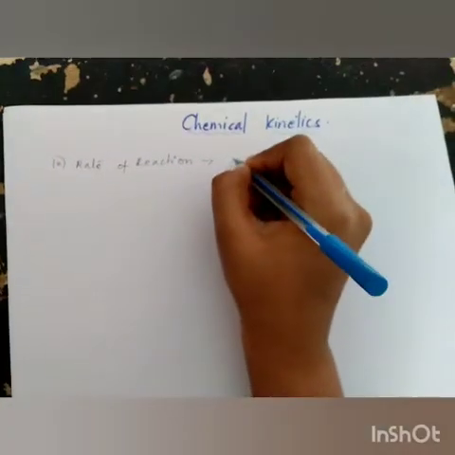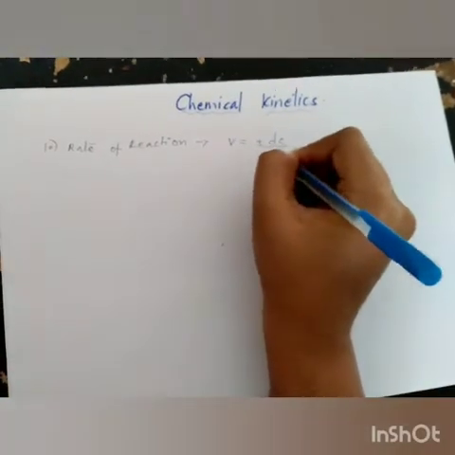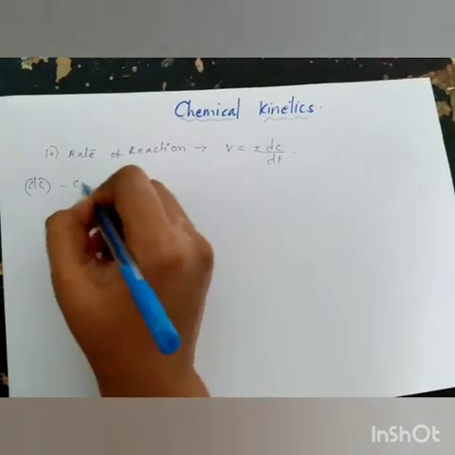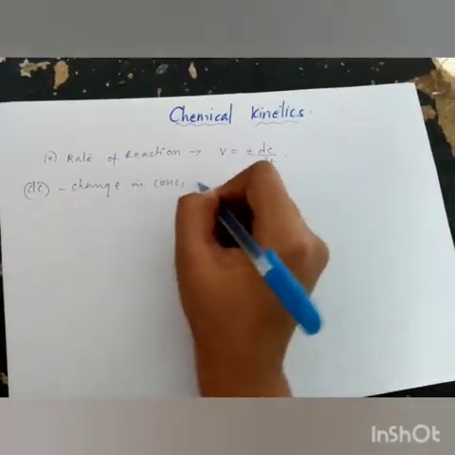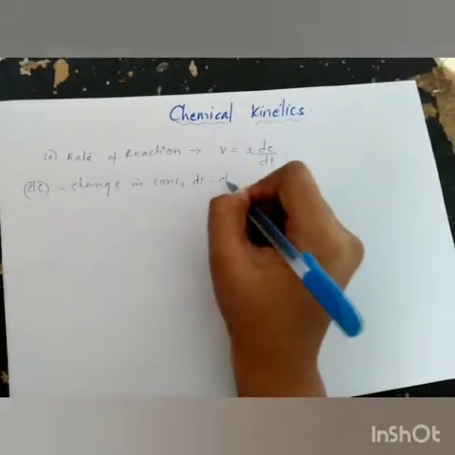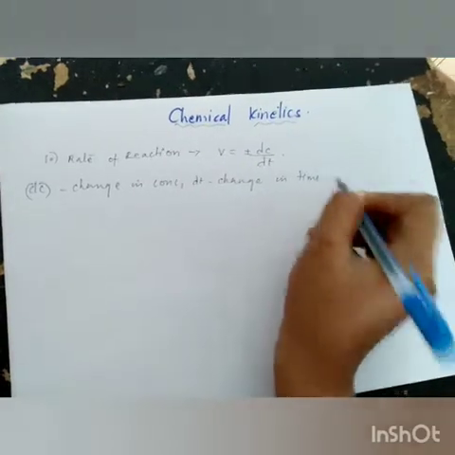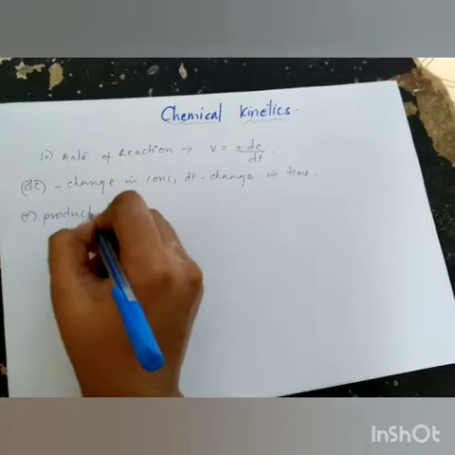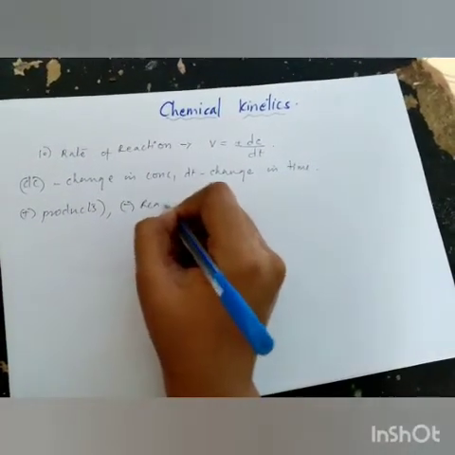So your rate of reaction is represented as V is equal to plus or minus dC by dt. Here dC is a change in the concentration and dt is a change in time. Plus will be represented for the product side and minus sign will be represented for the reactant side.